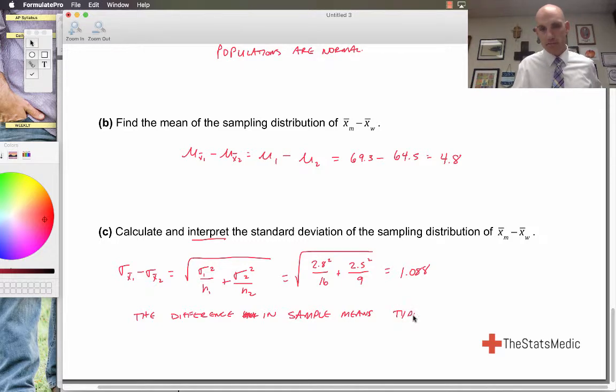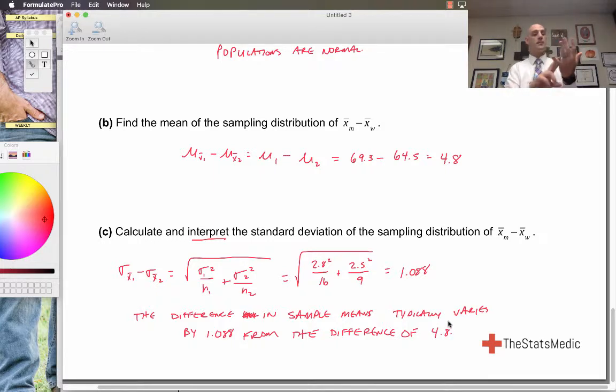Typically varies by 1.088 from the difference of 4.8. Because remember, we're comparing, so we did the sample means, right? So we're comparing that to the difference in the sample means, which in this case is 4.8. So that's the basic gist of it. That's how you outline the formulas.